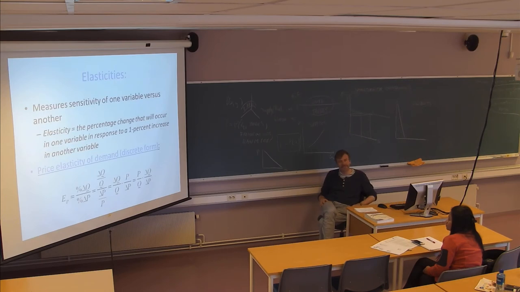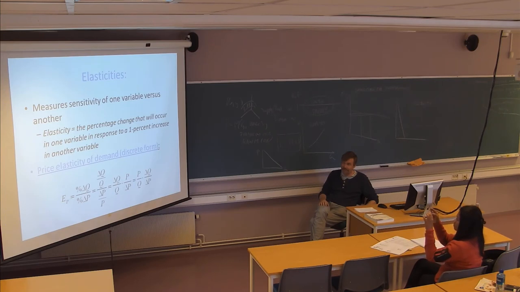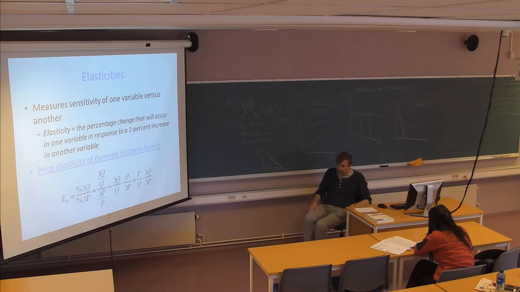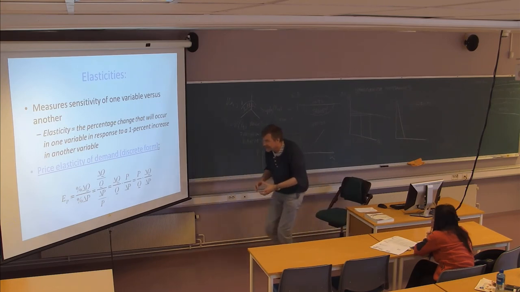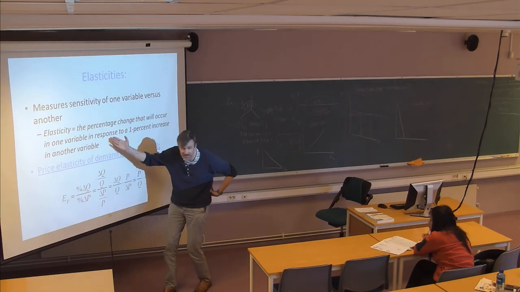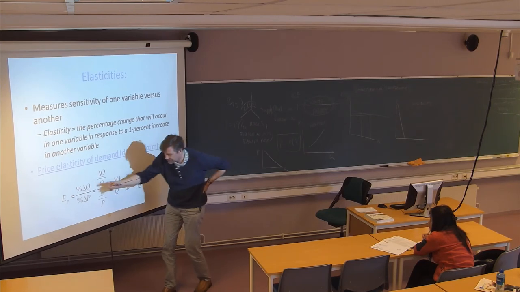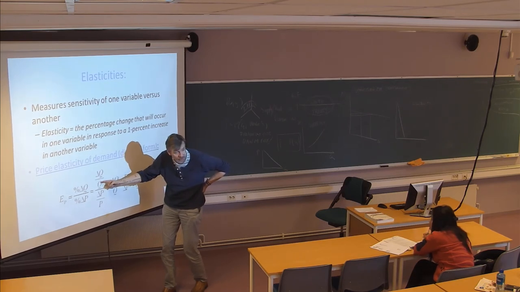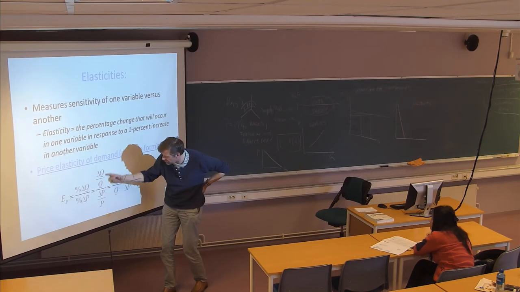Okay. Elasticities. An elasticity is a single number which measures the sensitivity of one variable versus another. Elasticity equals the percentage change that will occur in one variable in response to a 1% increase in another variable. So that means that if we construct a fraction here, where a change in quantity is divided by a change in price, it should provide this information, shouldn't it? The percentage change in some variable can be constructed by taking the absolute change and dividing by the original amount. Then you find the percentage, don't you? Do the same on the other variable, then you get this double fraction here.